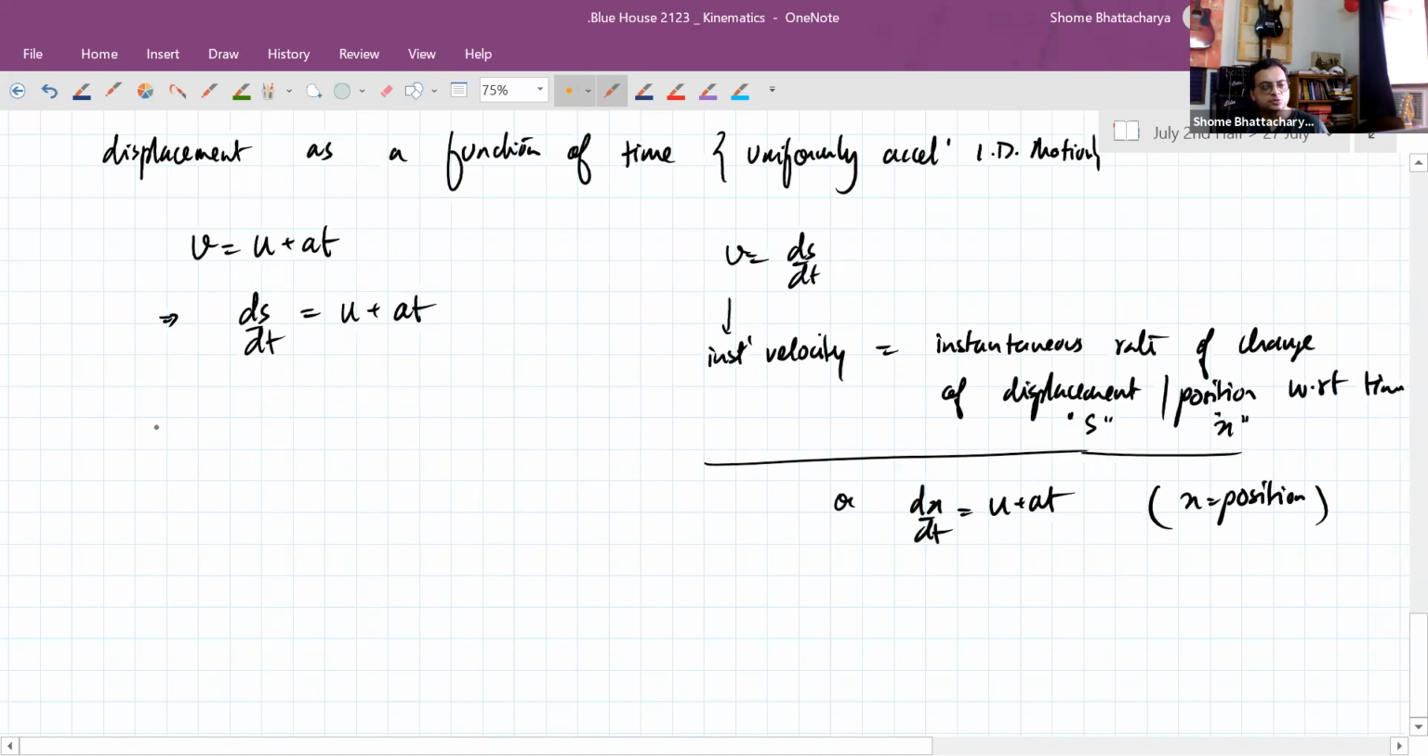If I go with the first approach, where I'm writing it as rate of change of displacement, the next step I'll cross multiply this, and then I will integrate this.